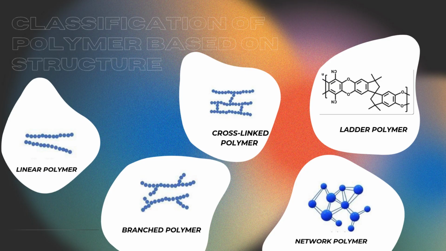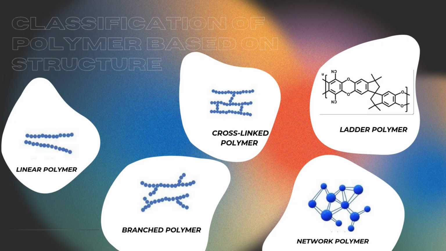The third one is cross-linked polymer. The structure of cross-linked polymer is that the polymer chains are interconnected by covalent bonds, forming a three-dimensional network. The properties are rigid and tough, heat resistant and insoluble in solvent, cannot be remolded or reshaped once set, thermosetting behavior. The examples are bakelite used in electrical insulation, vulcanized rubber used in tires and footwear, melamine formaldehyde used in kitchenware and laminates.